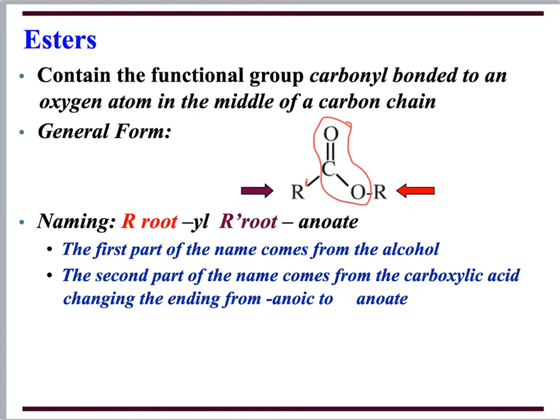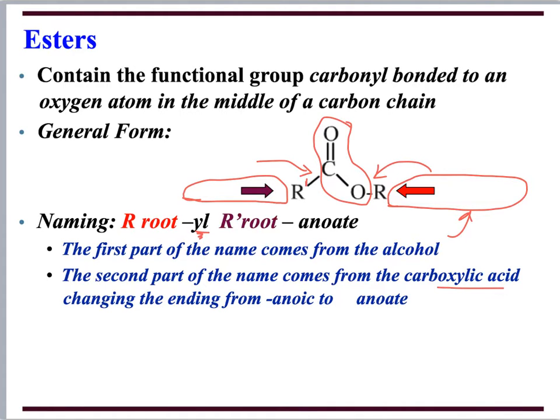The first part of the name is going to come from this side of the molecule, the one that's connected to that oxygen. The second part of the name comes from this side of the molecule that's connected to that C double bond O. The first part comes from the alcohol part, and then we add that -yl to the name. The second part comes from the carboxylic acid part, which is why we have that carbonyl group, and then we take off the end of the acid name and we add -oate instead of -anoic acid. Okay, so let's take a look at a few here.